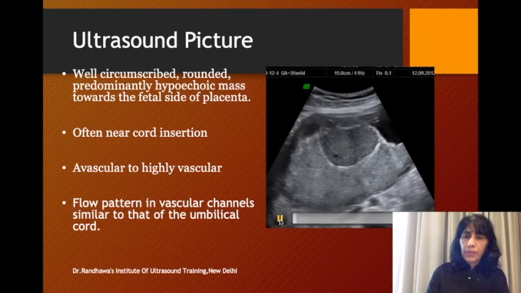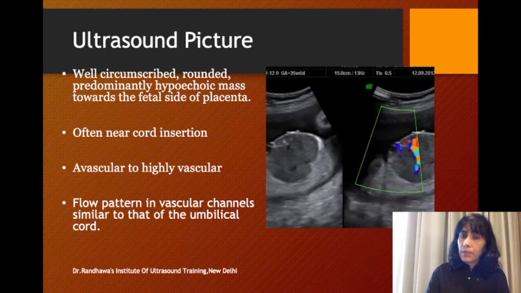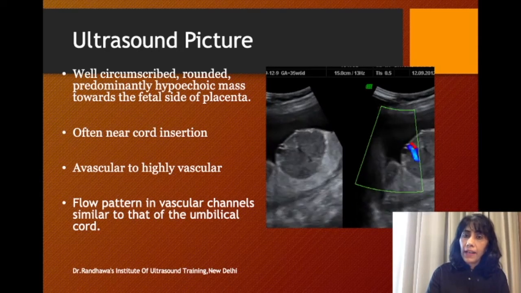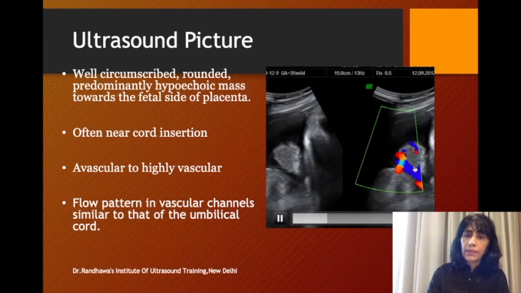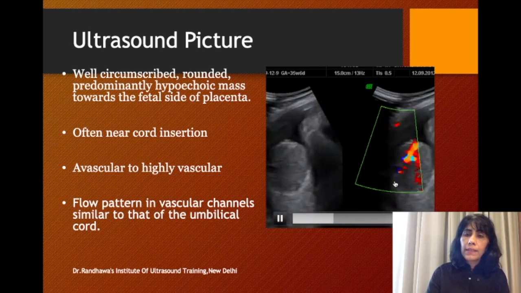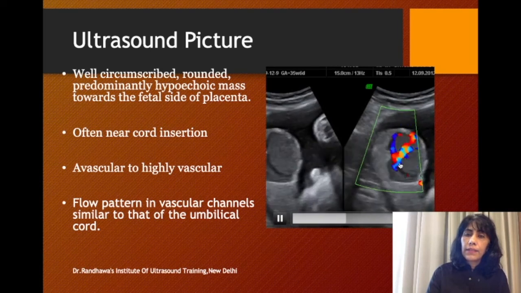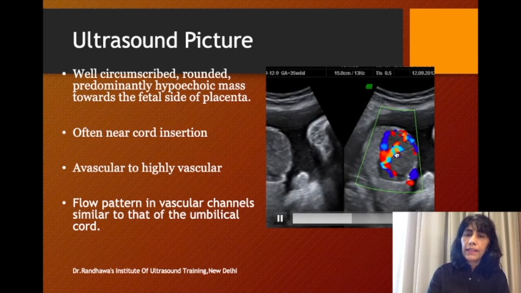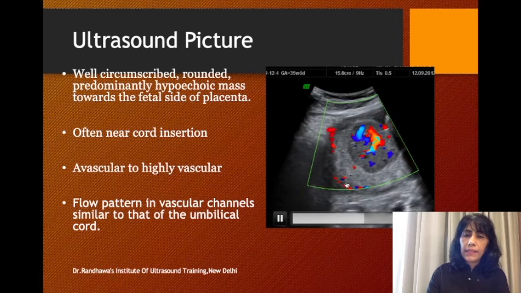And then when we put color, let us see. This one is showing you reasonable vascularity. I would not say very high, but yes, there is definitely vascularity, and this is the cord area that you are seeing. So it is near the cord. You can see the cord area here, and the vascularity is definitely there, inside and at the margins also. Now, diffuse vascularity is there.